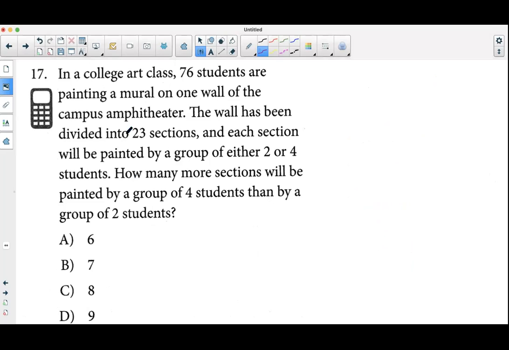So here we have, in a college art class, 76 students are painting a mural on one wall of the campus, and the wall has been divided into 23 sections. Each section will be painted by a group of either 2 or 4 students. How many more sections will be painted by a group of 4 students than a group of 2 students? Okay, let me try to do this one. See if this one works better.